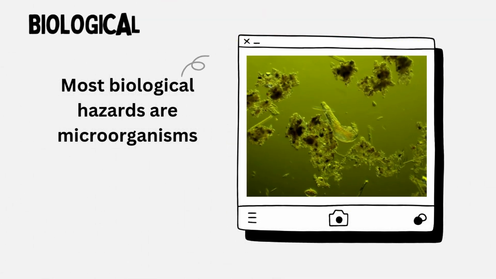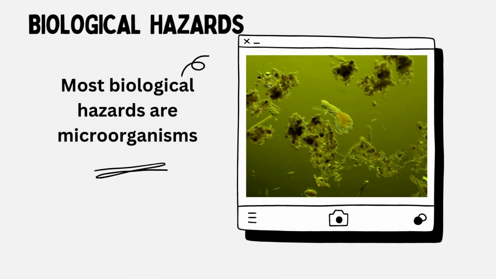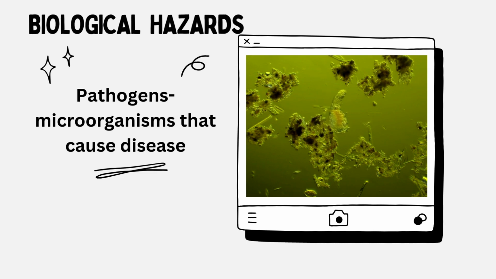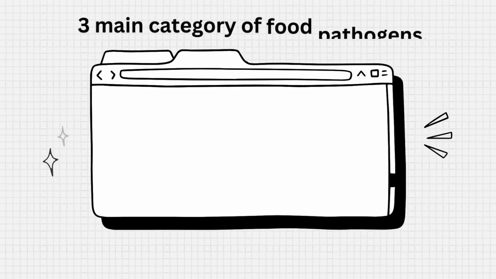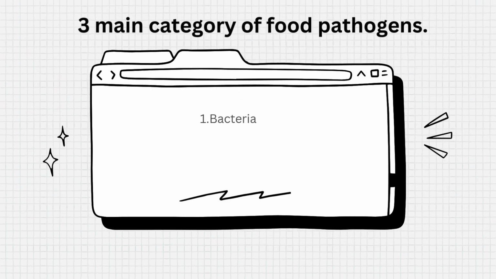Biological hazards are organisms that make people sick when eaten. This is the most common cause of foodborne illnesses. There are three main categories of food pathogens: bacteria, viruses, and parasites. Fungi is not often included, but I feel like it should be.